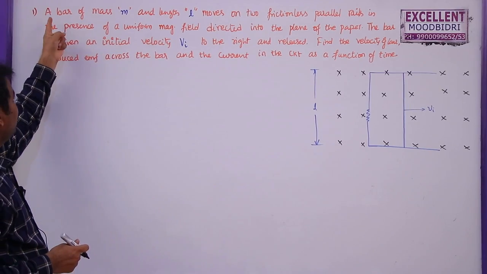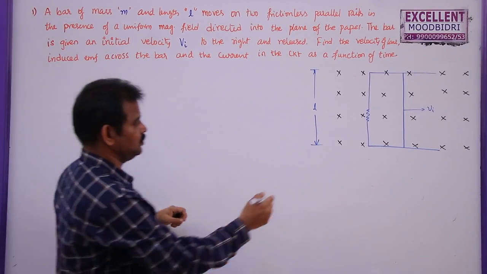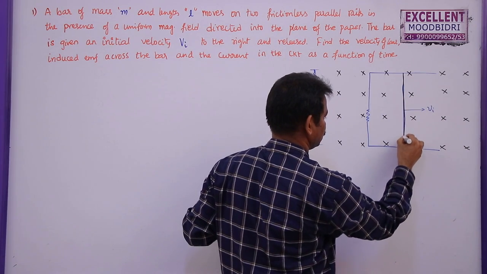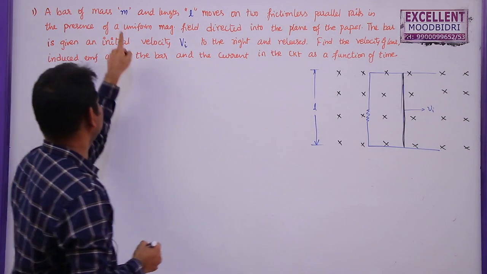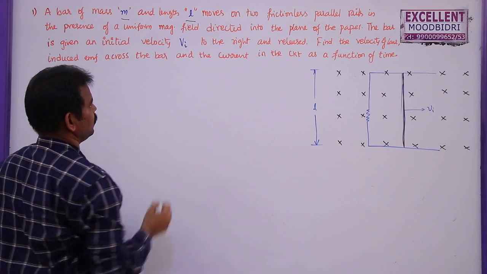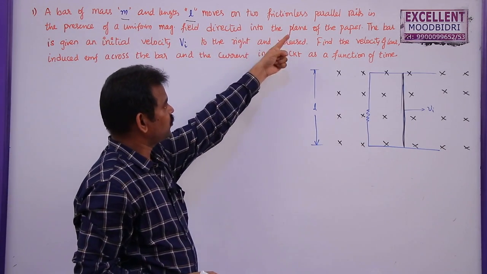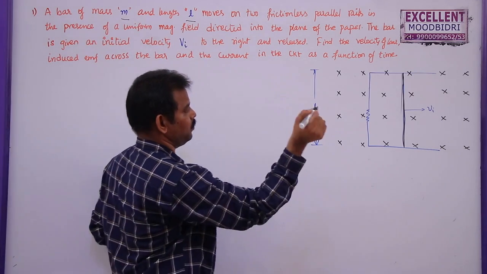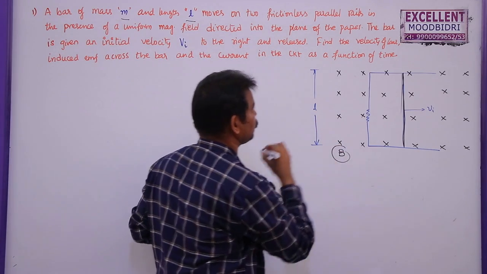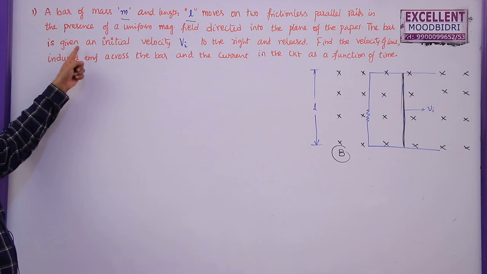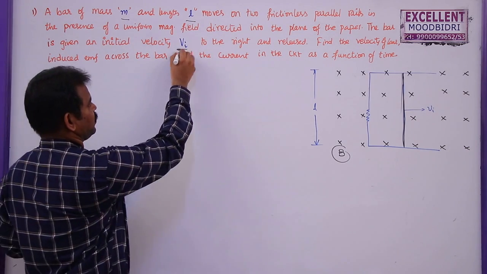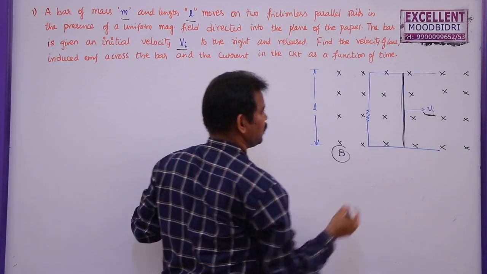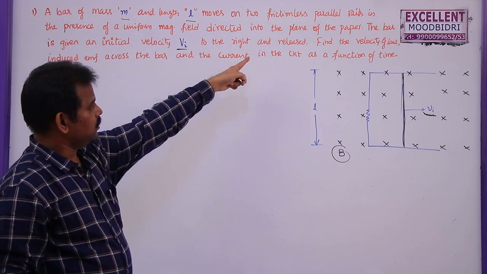A problem: a bar of mass small m, this is the bar that is given. Its mass is m and length L, moves on two frictionless parallel rails in the presence of a uniform magnetic field directed into the plane of the paper. So this is magnetic field B here. The bar is given an initial velocity of Vi. So what is the initial velocity that is given to this bar towards the right side? So it is given as Vi here to the right and released.